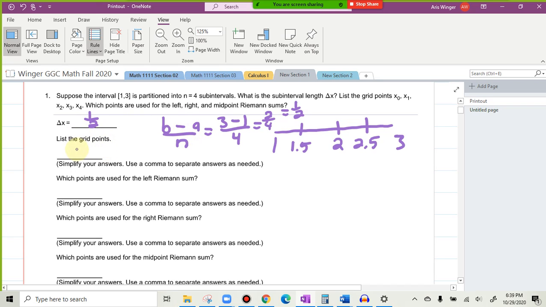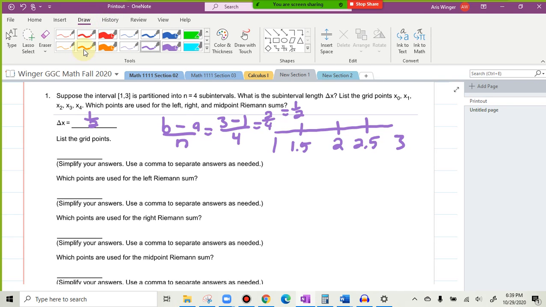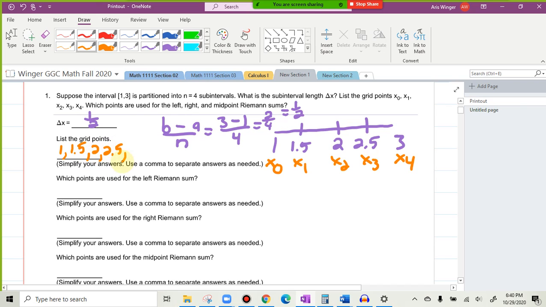List the grid points x0, x1, x2, x3, and x4. So this is x0, x1, x2, x3, and x4. They are 1, 1.5, 2, 2.5, and 3. Hopefully you can put decimals.